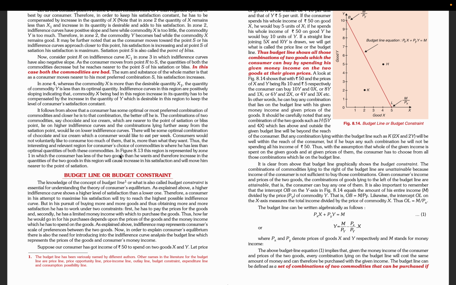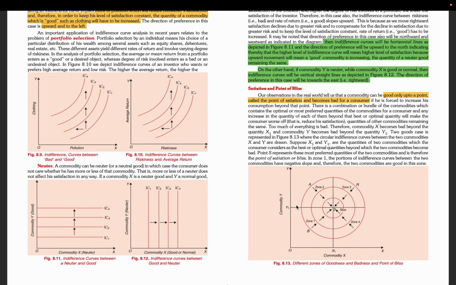Thus, the interesting and relevant region for consumers' choice of commodities is where he has less than optimal quantities of both of these commodities, which is zone 1, in which the consumer has less of two goods than he wants, and therefore increasing the quantities of two goods in this region will cause an increase in satisfaction and will move him nearer to the point of satiation. So the best region where a particular person can be when he has a bliss point is in this region, which is why we draw the ICs to be like this always. The closer he gets to the point of satiation S, the better off he is, so he can increase both of them, so we can have higher and higher ICs.